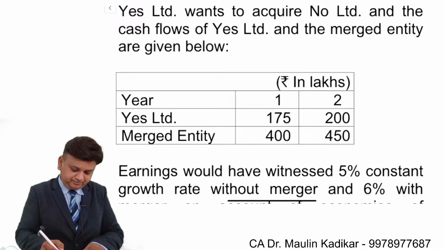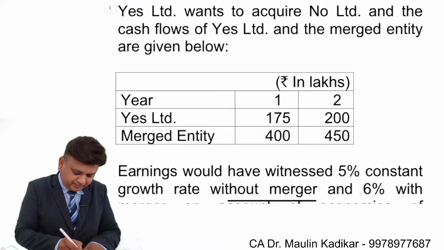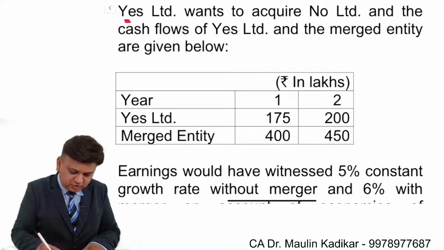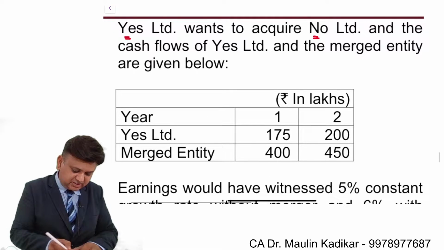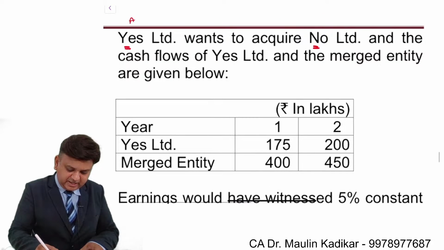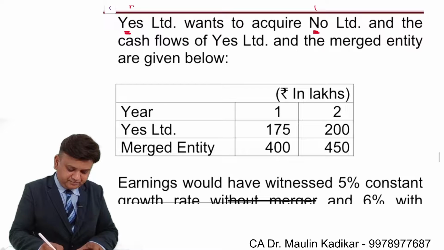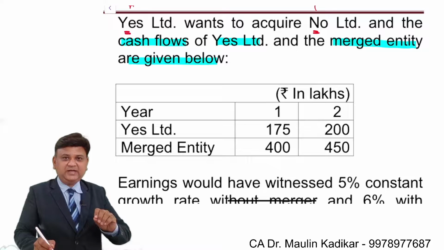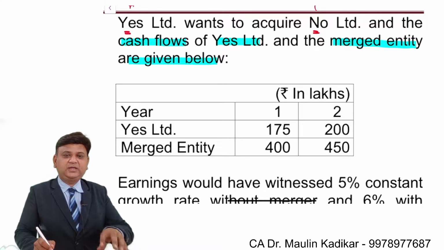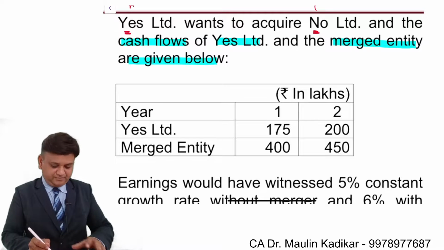Next question. Yes Limited wants to acquire No Limited. So we have been given that Yes is the acquiring company and No is the target company. And cash flows of Yes Limited and the merged entity are given below. It means the cash flows of Yes Limited before merger and the same Yes Limited after merger.